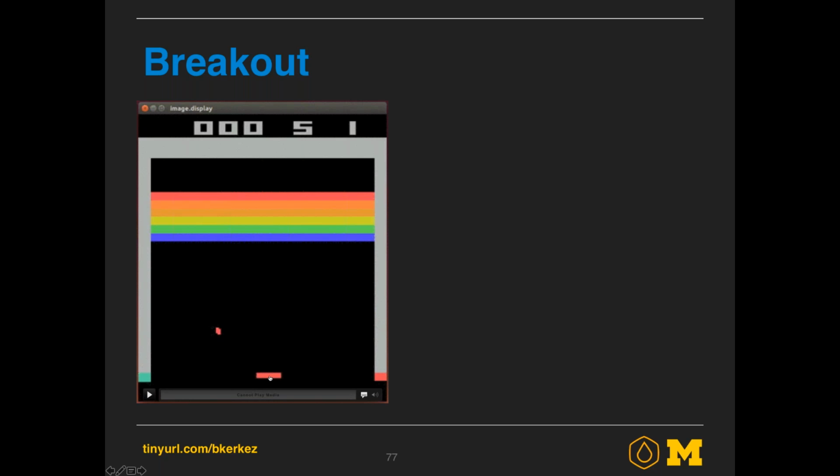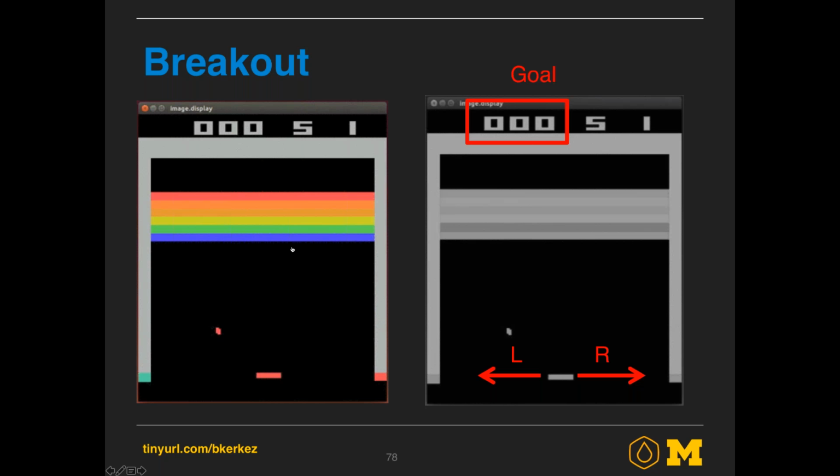I promise I'll relate this to water. At any given point, you have to decide if you want to go left or right so you can intercept this ball and get these blocks. So you're given the option to either move the paddle to the left or move the paddle to the right, and somehow you're going to achieve a high score in this game.